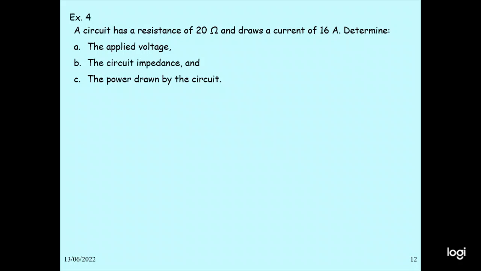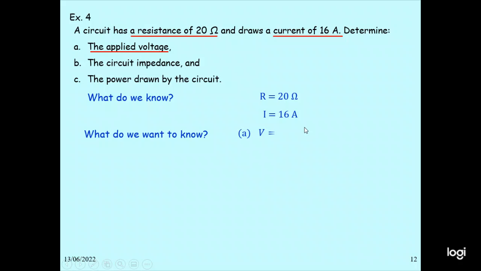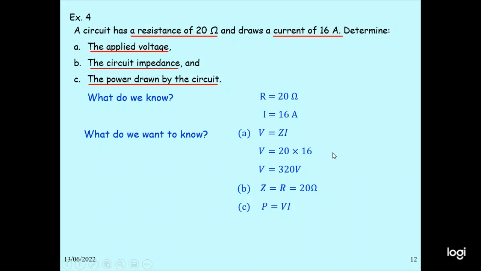V equals 2200 multiplied by 4 microampere, so we get 8.8 millivolt. The circuit has a resistance of 20 ohm and draws a current of 16 ampere. Determine the applied voltage, circuit impedance, and the power drawn by the circuit. What do we know? We know that the resistance is 20 ohm, the current is 16 ampere. What do we want to know? In this case, voltage equals Z multiplied by I, and P equals VI. So Z equals R equals 20 ohm, and voltage equals ZI, so 20 multiplied by 16, you get 320 volt. Power equals V into I, so 320 multiplied by 16, you get 5.12 kilowatt.